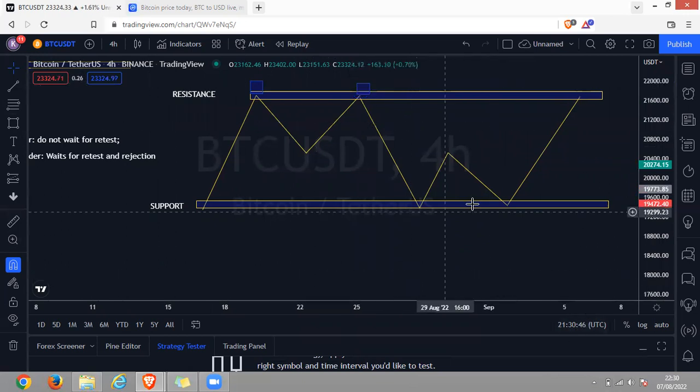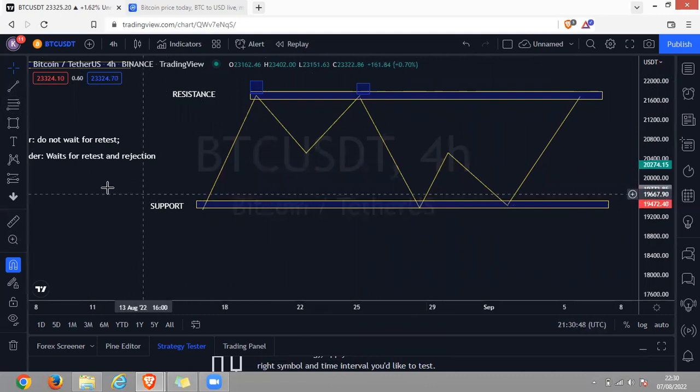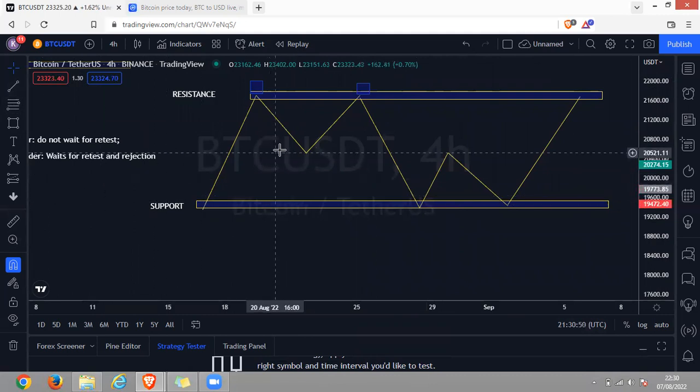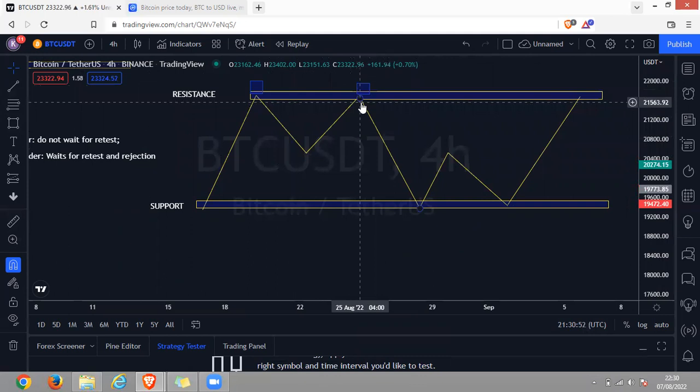Now imagine assuming we actually opened BTC USDT and the price was here. What does that tell you? Ideally, what every traditional trader knows is the moment it gets to a resistance, you sell. Now, the moment it gets to a support, you buy. That's good. No doubt. I don't have any issues with that.